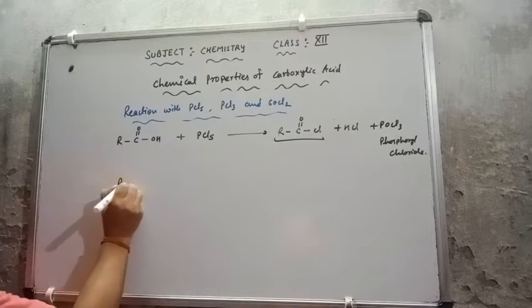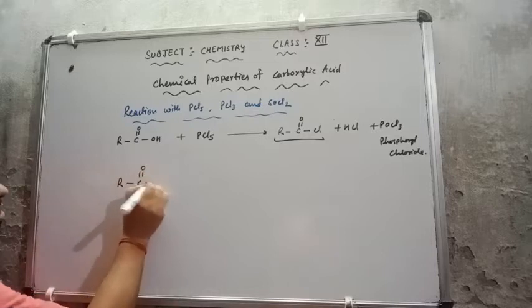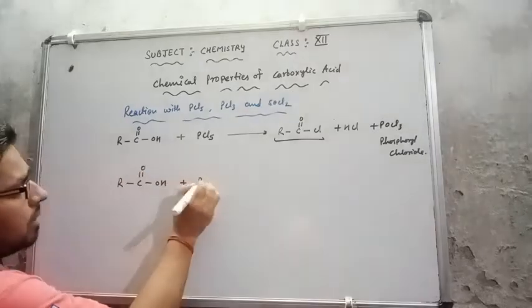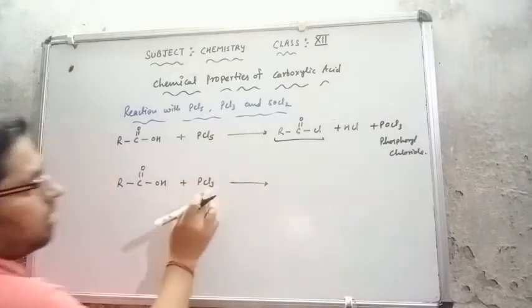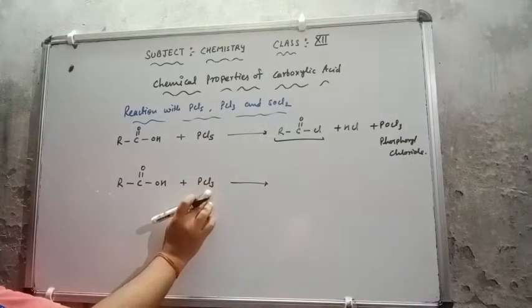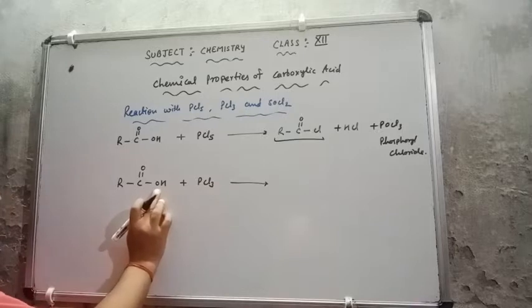This is R single bond C double bond O single bond OH plus PCl3. Here 3 Cl atoms are available, which replace the OH. That means 3 OH will be replaced.